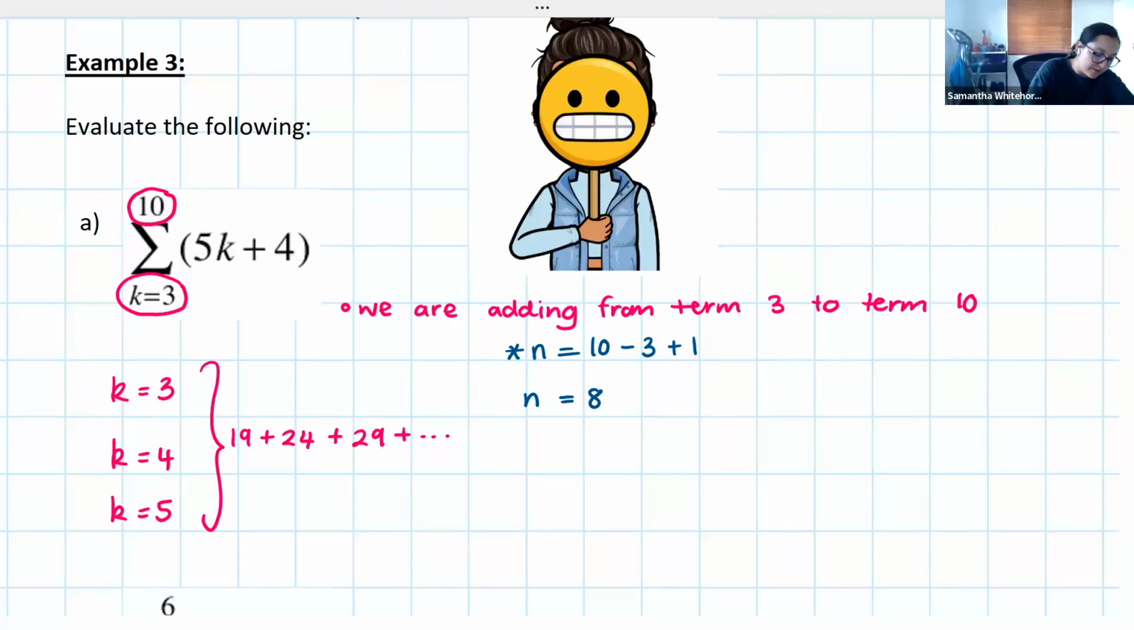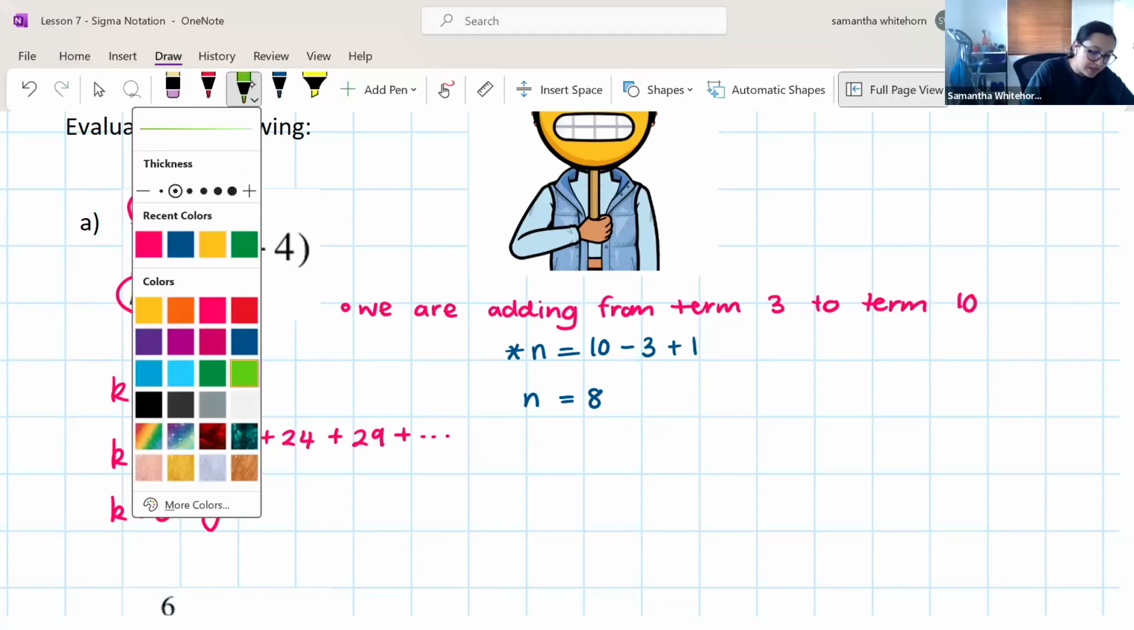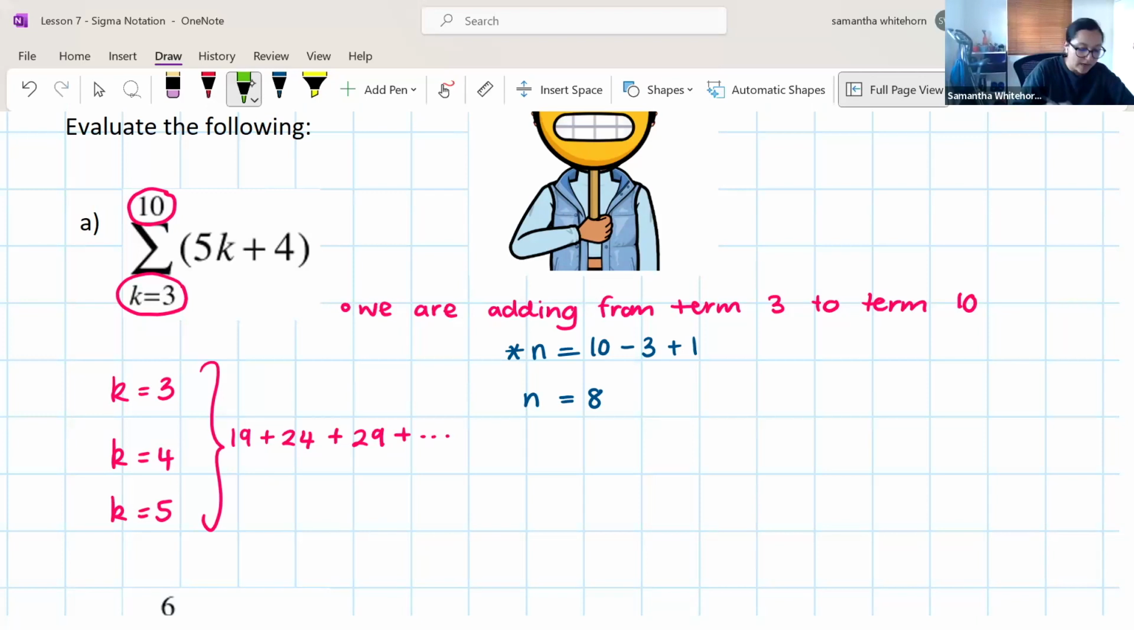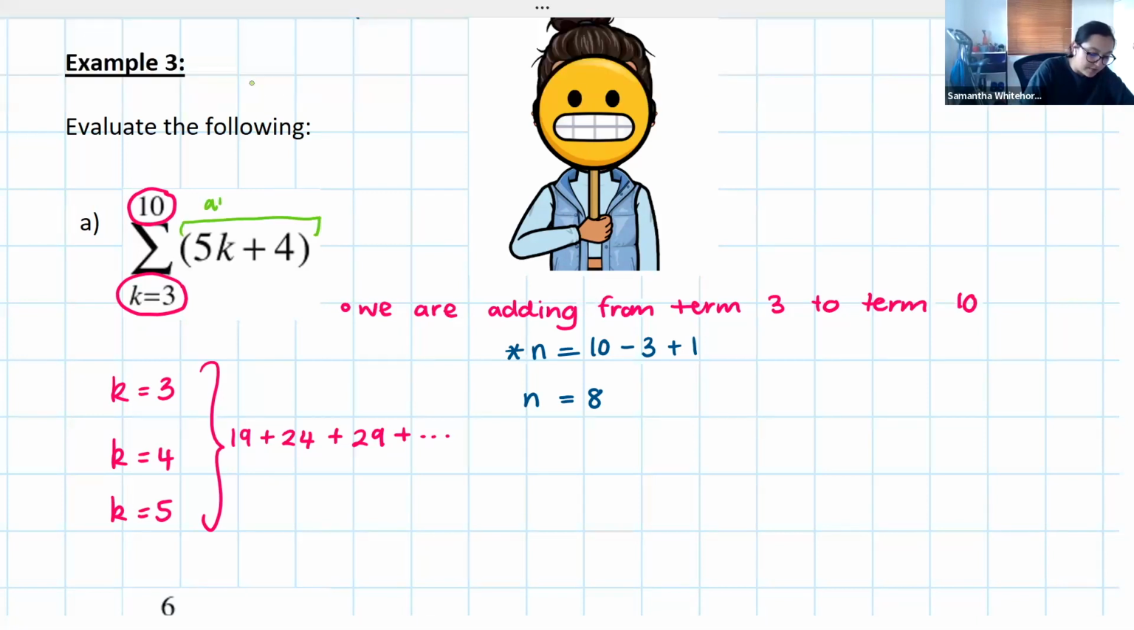This is an arithmetic series because there's no exponent, there's no squared. This is just a basic arithmetic series, which means we need to use the arithmetic sum formula, which is Sn is equal to n over 2 times 2a plus n minus 1 times the difference.